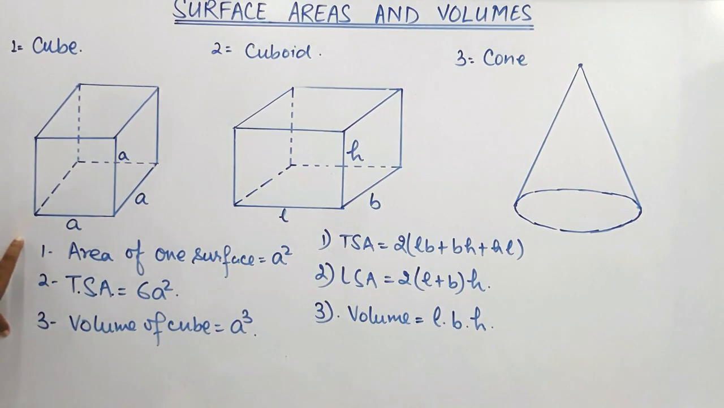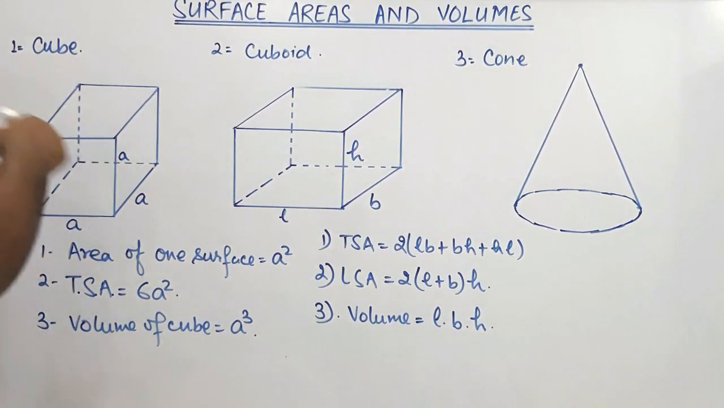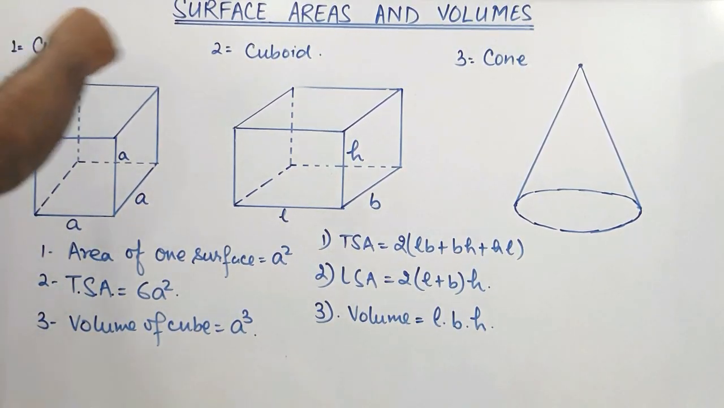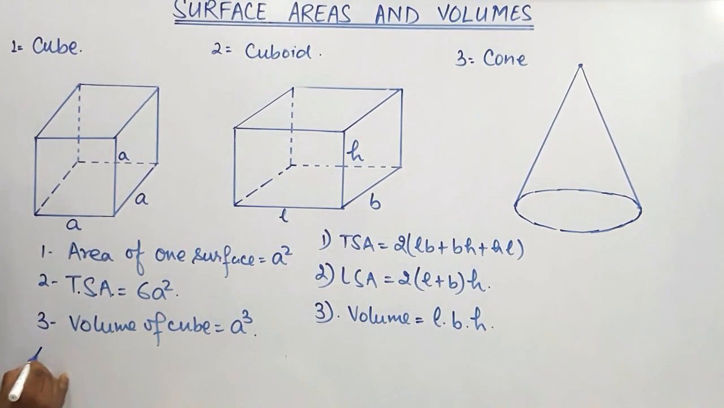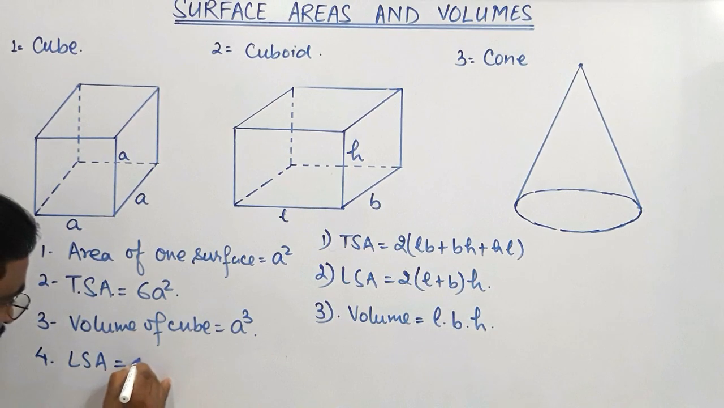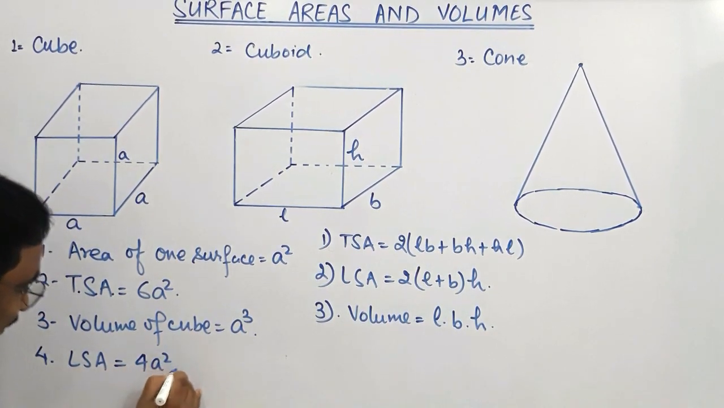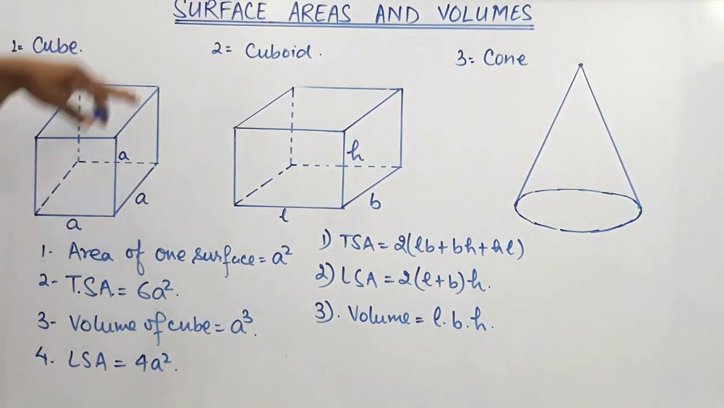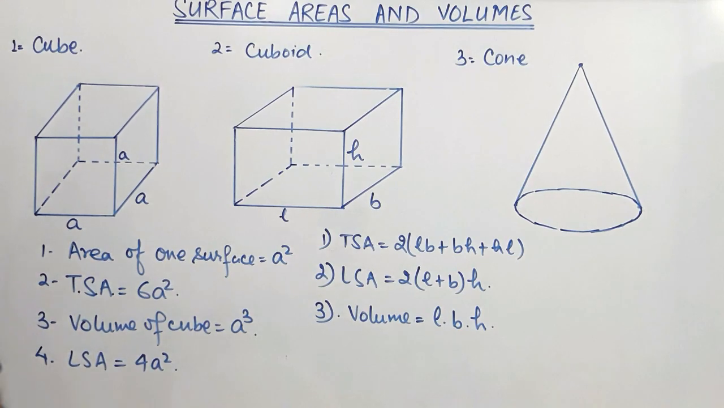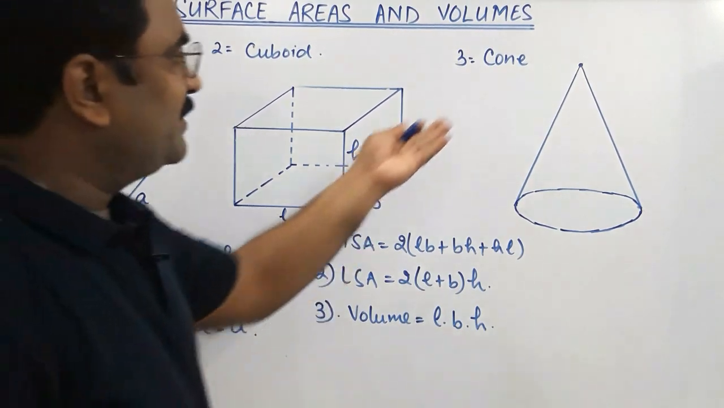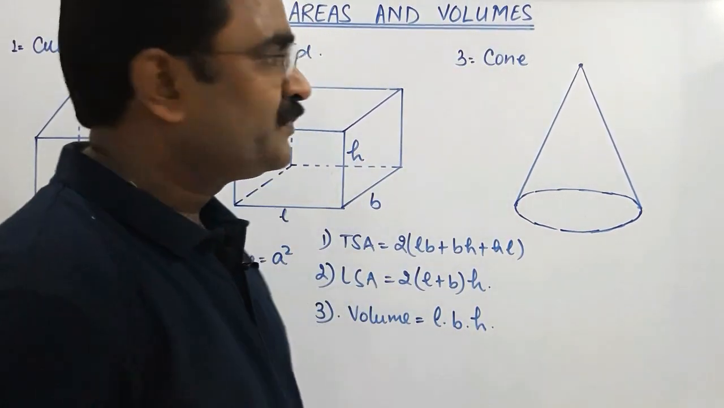For the cube, the lateral surface area is left. Lateral surface area means the area of the 4 walls. So you can write lateral surface area of cube is equal to 4A square, because there are 4 walls, that is 4A square. Understood?